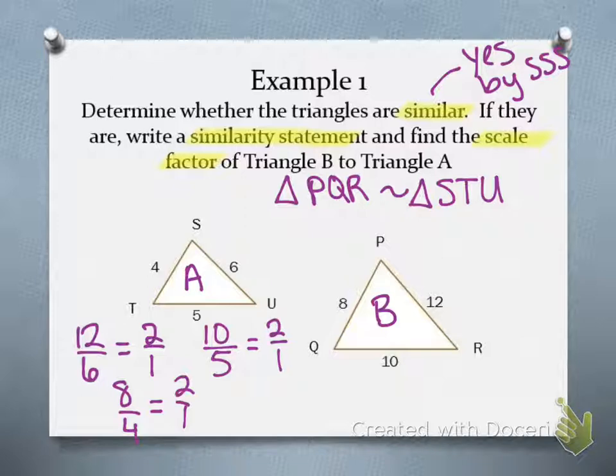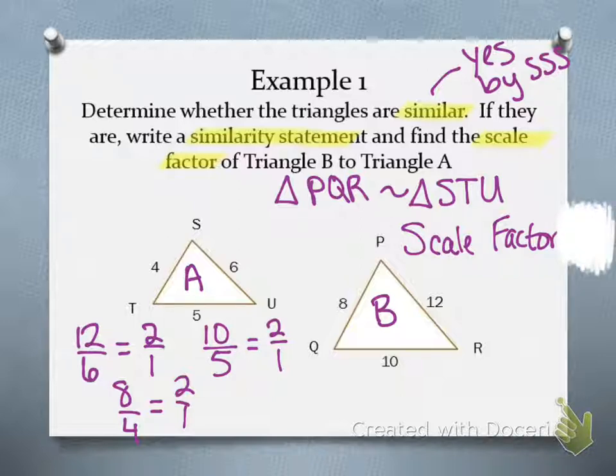What's our scale factor? 2 over 1. If you were to flip it and put 1 over 2, it would be incorrect because they told us what order it had to be in. So our scale factor is 2 over 1. So now we've addressed all parts of that problem.